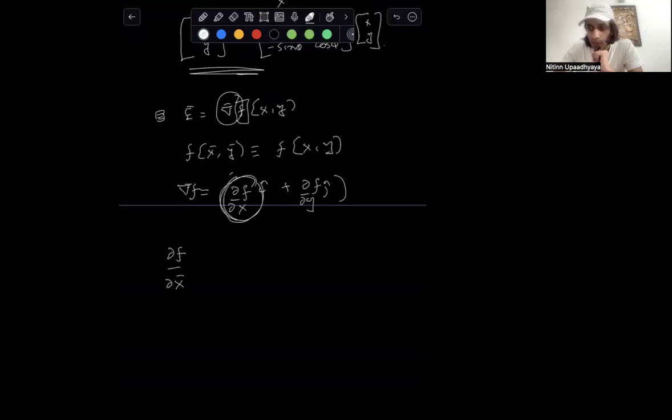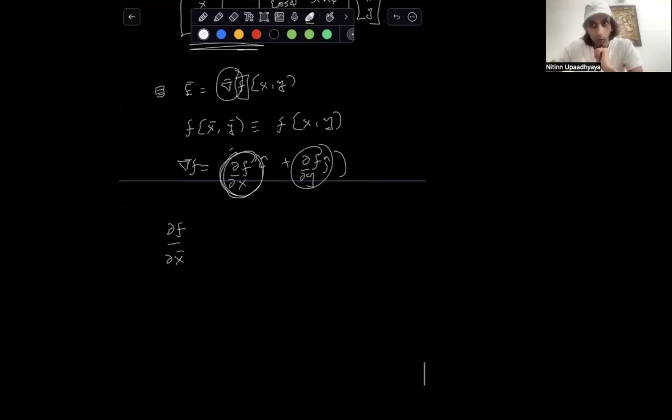So the two components we have are dou f, dou x, and dou f, dou y. If I were to perform a coordinate rotation, the two new components would be dou f, dou x bar, and dou f, dou y bar. f remains the same, so I'm using the same symbol.